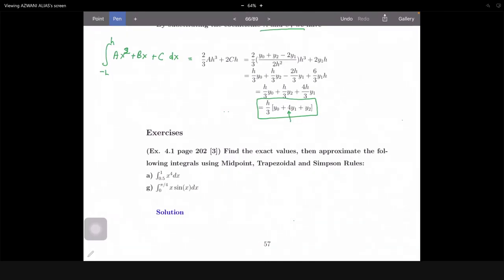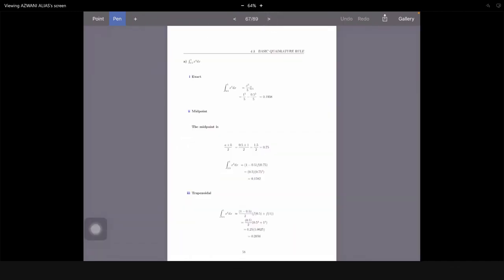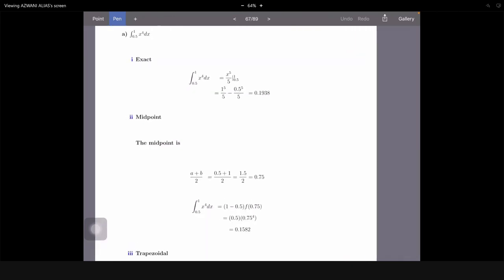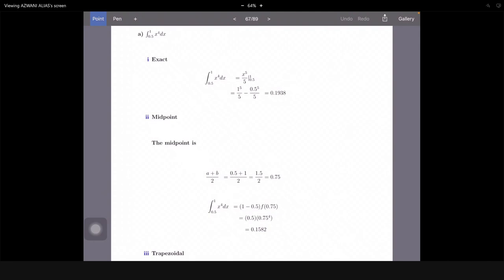Find the exact values, then approximate the following integral using midpoint, trapezoidal, and Simpson Rule untuk A and B ni. Okay. So, let's say, the exact rule, cari integrate macam biasa lah kan. Integrate x to the power of 4, you akan dapat x to the power of 5 over 5. Ganti nilai 1, 0.5, you akan dapat this is the exact rule. With the equal punya sign.